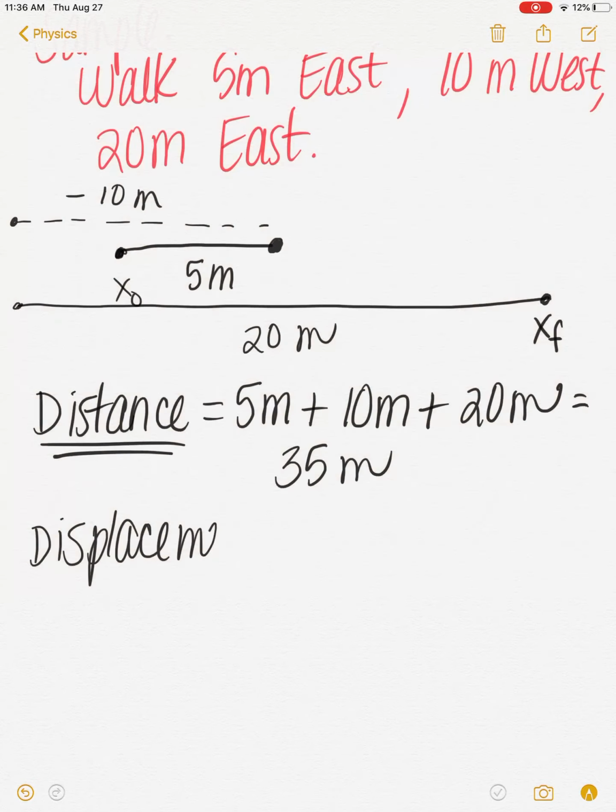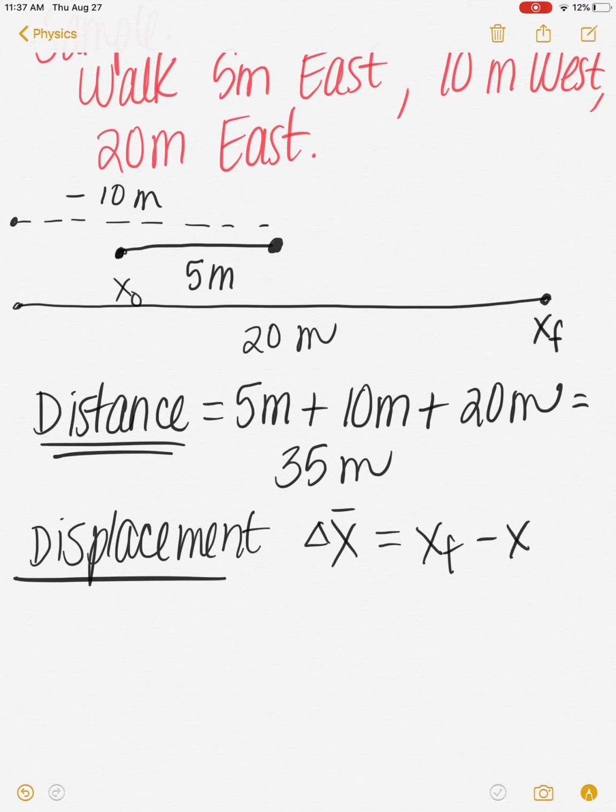Displacement is a totally different concept because displacement is a vector. And in this vector, you are supposed to take the x final minus the x initial. All it cares about is where are you at when you finish compared to where you started. Okay, so here is the deal. You walked 20 meters from here, right? And when you started that 20 meters, you were back here, yes?